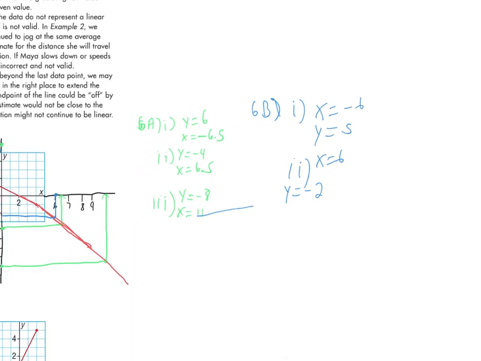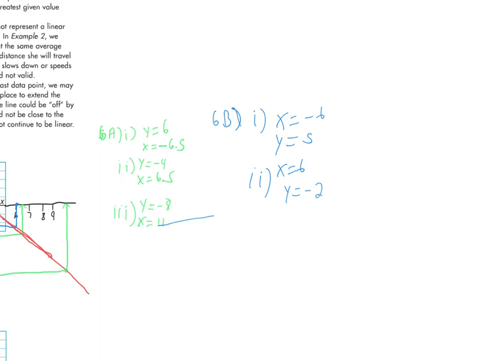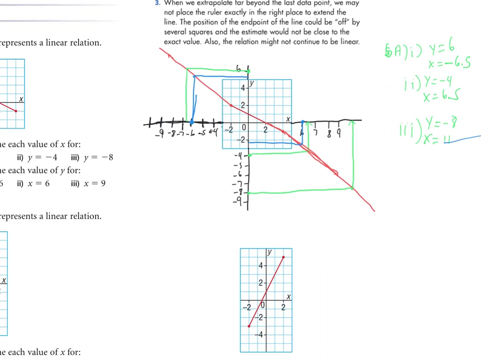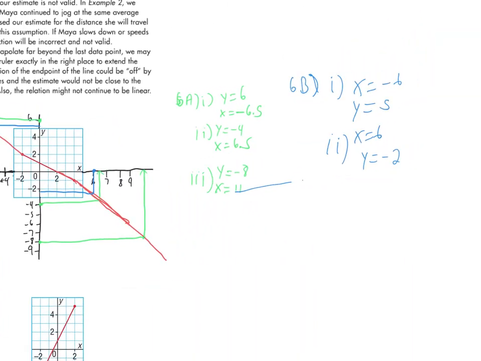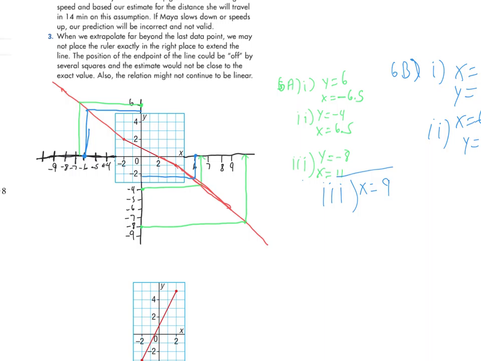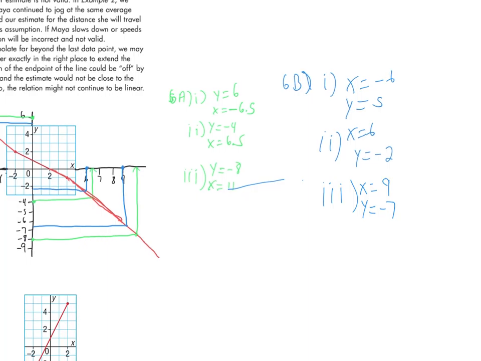So now finally, when we look at the third one, which is x equals 9, now when we come across to where x equals 9, we can go down to here and straight across to there. So that's almost to 7. So we'll say y equals negative 7. There we go. Get that one put in place. Great. So that's number 6 complete.